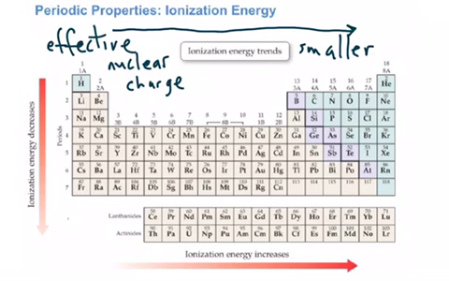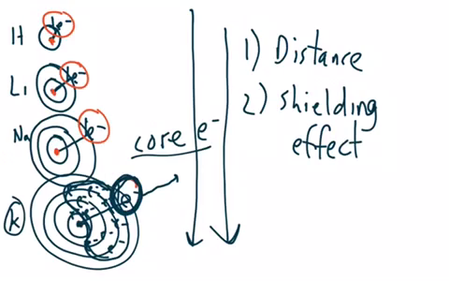Okay? So, as a summary, remember that going down a group, ionization energy decreases, which simply means the electrons are easier to remove. Whereas going from left to right along a period, the ionization energy increases, which means it takes more energy to yank that electron out of there. Now, one more thing.